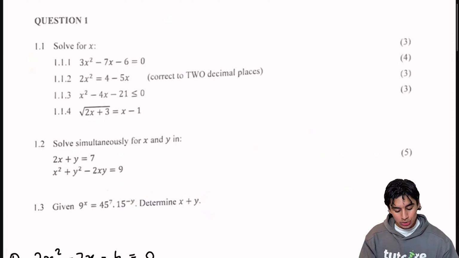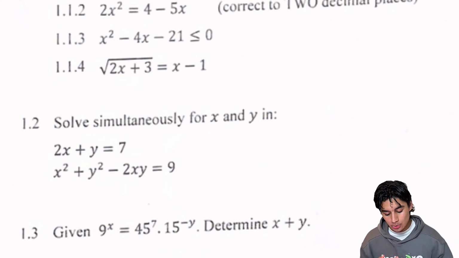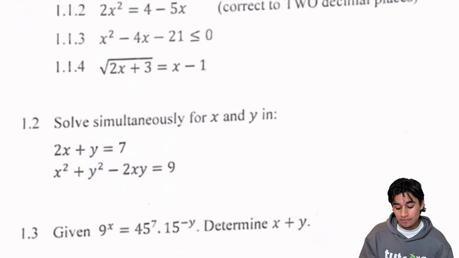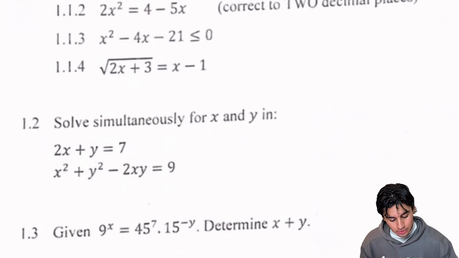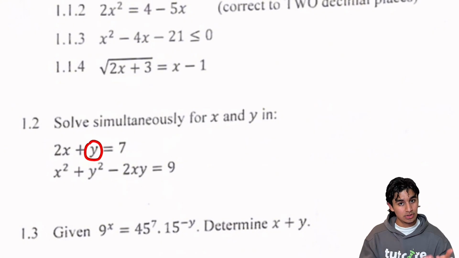The next question was a simultaneous equation. For a simultaneous equation, you always want to have a variable on its own. You can already see that this y is already on its own, so it's very easy to solve. You're just going to take the 2x over. So let's do that.